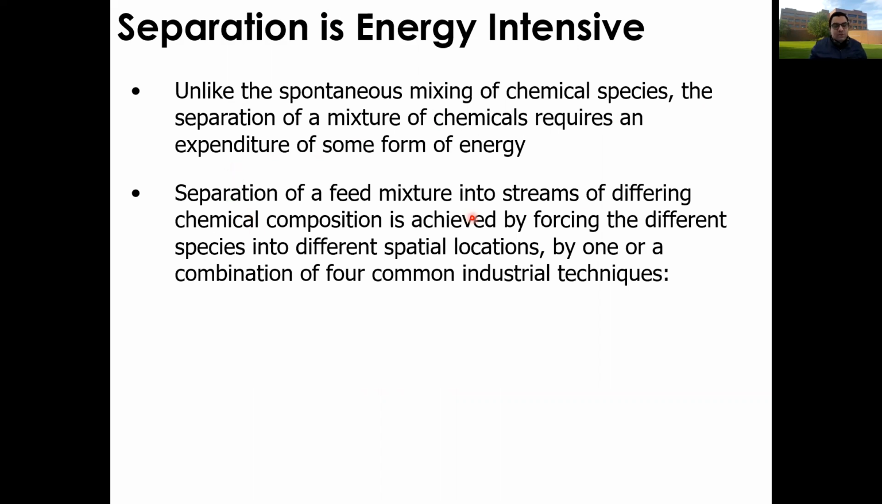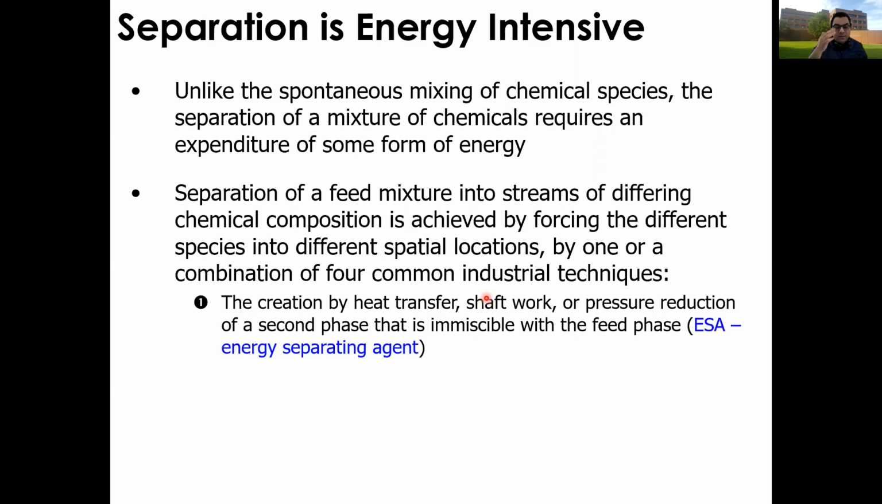Again, separation of feed mixtures, you need to force the species into different locations, right? So I need to have stream A in one place, stream B in another place. And this is done by one of 4 methods, right? First method, creation of heat transfer, shaft work, pressure reduction, whatever. It's called an energy separating agent.